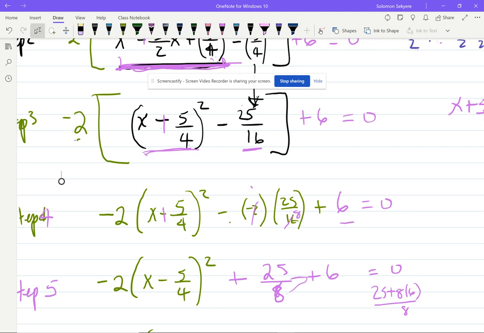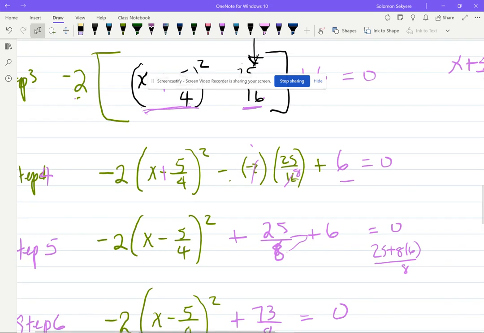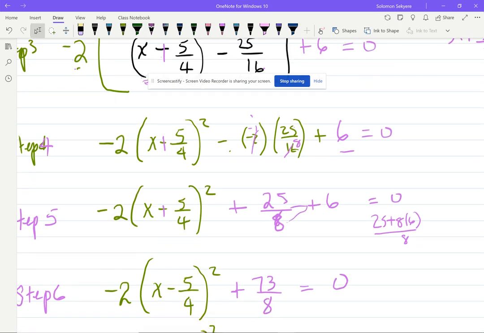Okay, our -2 now is multiplying what's in the brackets. We multiply by both terms. We come over here. Now, -2 times 25/16. 2 divides here, -1. 2 divides here, 8. So this becomes 25/8. But guess what? It's negative times negative. So remember, it's negative here. So -2 multiplied by the -25 becomes positive 25/8, and then we add our 6.